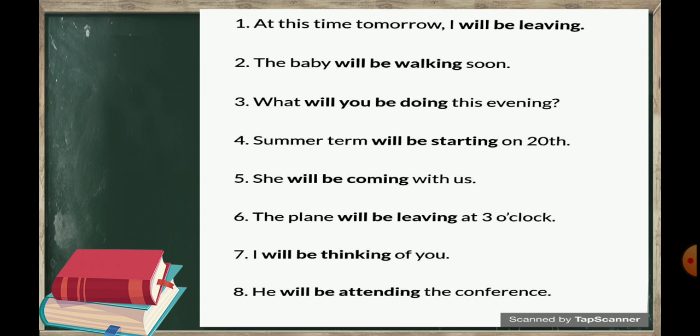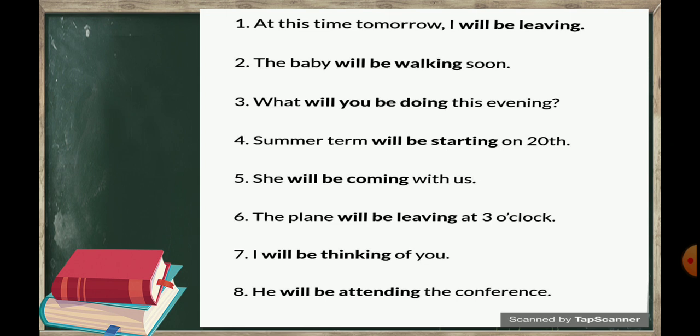See the next question. Summer term will be starting on 20th. So what is the verb here? Will be starting. If you want to make this into negative, you will be adding not after the helping verb will. To make this into yes or no type of question, just take the helping verb will and place it in front of the subject. You can construct the yes or no type of question. Will summer term be starting on 20th? That's it. If you want to construct the WH form of question, then when will the summer term be starting?